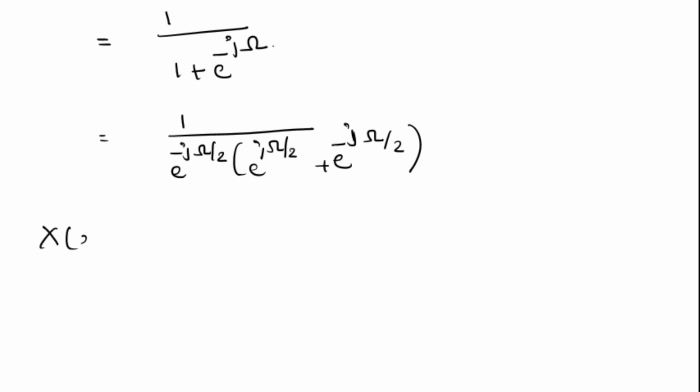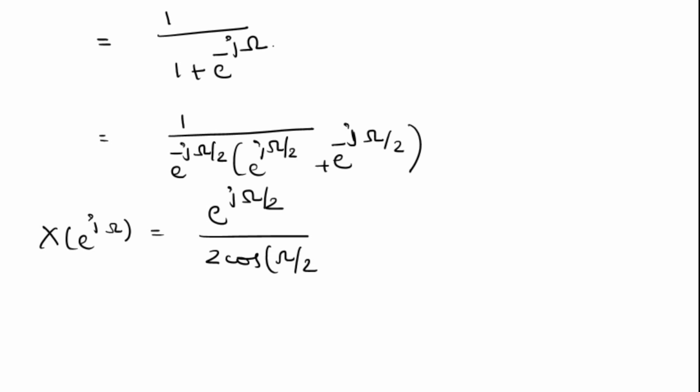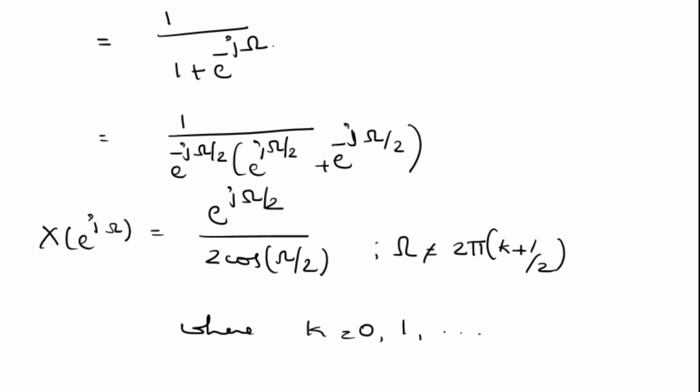Therefore, X of e power j omega is equal to e power j omega by 2 divided by 2 cos of omega by 2, where omega is not equal to 2 pi into k plus half, where k is equal to 0, 1 and so on.